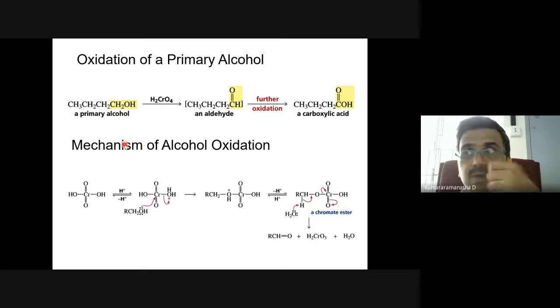I'm again telling you people, there is no mechanism for your syllabus, but just to get a feel for it, you get this approach by chromic acid, and you follow a chromate ester where bond formation and repair happens, and finally you end up getting an aldehyde. This is in general for base abstraction, all those things.